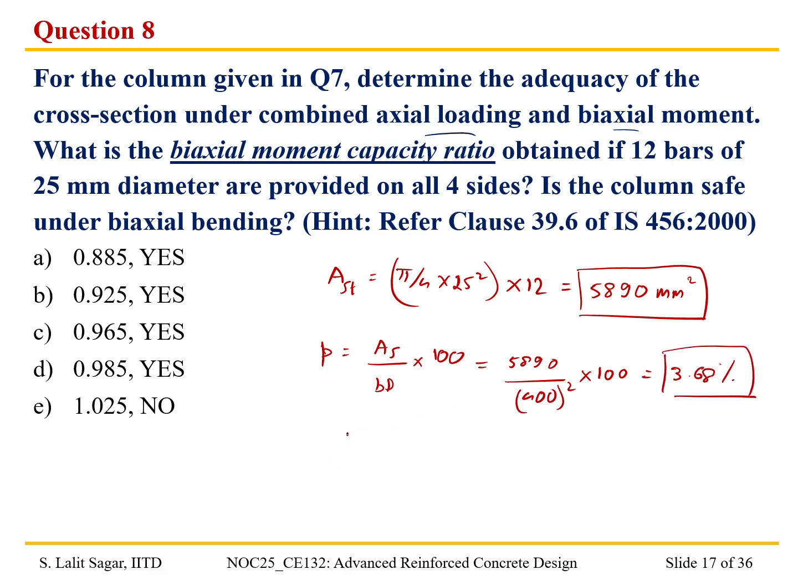Now, what is the value of p by fck? Why we are doing all this, we will come to that point in a minute. 3.68 divided by 25, which gives me a value of 0.147. Right, so we have p by fck of 0.147.